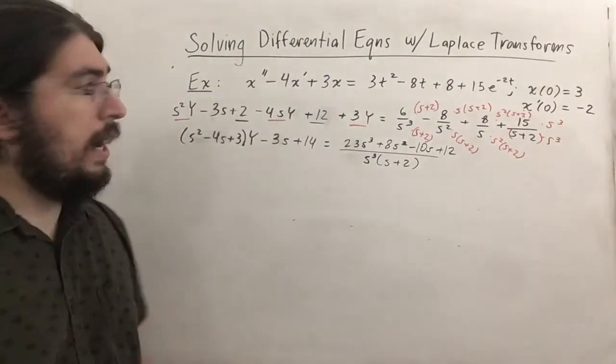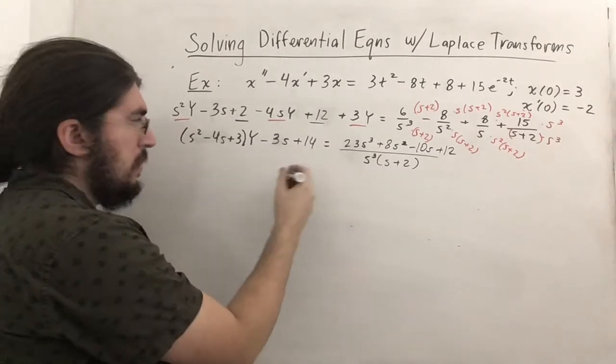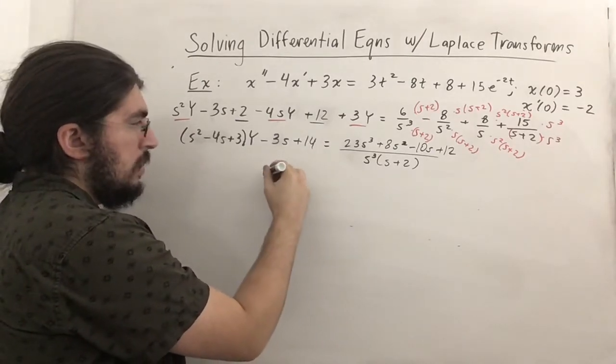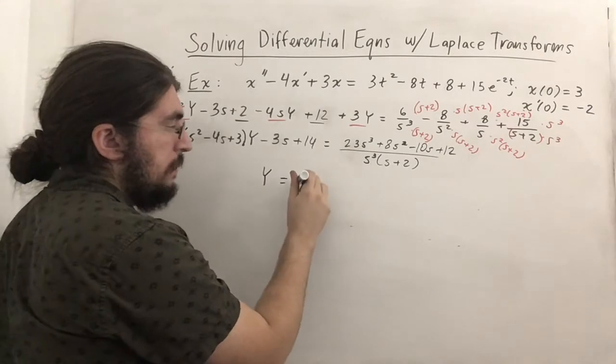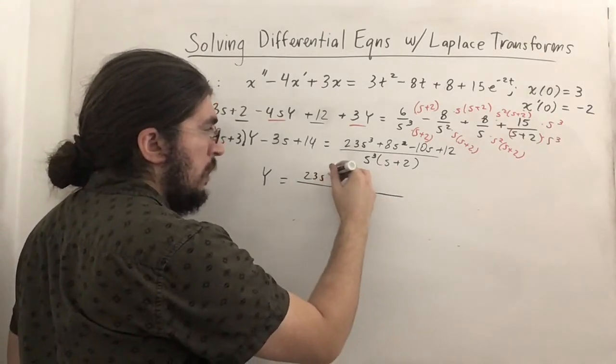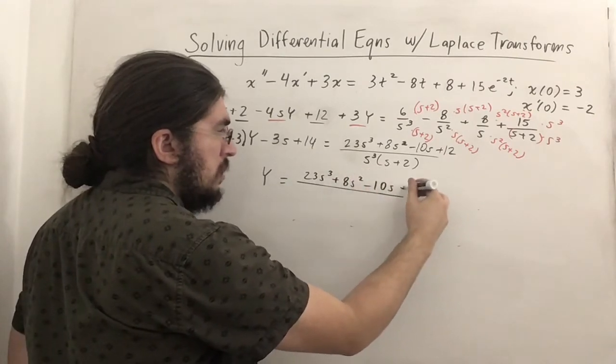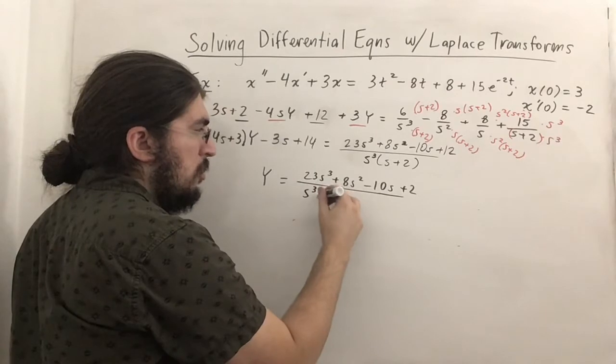And to solve for y, we're going to add and subtract those to the other side. So it's going to be y is equal to, so let's see. It's going to be this thing, so I'll rewrite it actually. 23s cubed plus 8s squared minus 10s plus 12 all over s cubed times s plus 2.